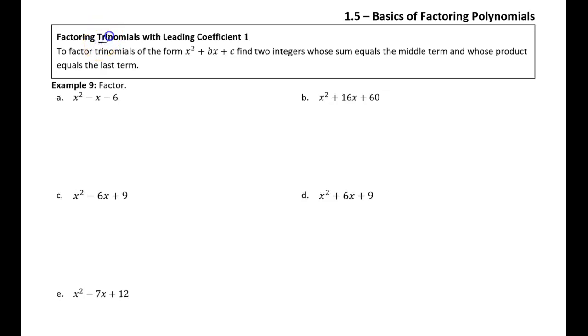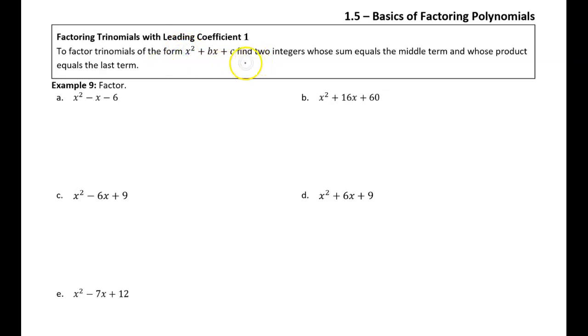The prefix tri means we're going to have 3 terms in our expression. And the leading coefficient simply means that the number in front of my highest power is a 1. Sometimes this coefficient can be other values, and again, we'll see those in the future. But in this case, what can we do if that leading coefficient is a 1 and I have those 3 terms? So we're going to say to factor trinomials of the form ax squared plus bx plus c, notice I have 1, 2, 3 terms. My leading coefficient, the number in front of the x squared, is a 1. Right? It's an understood 1 in here.